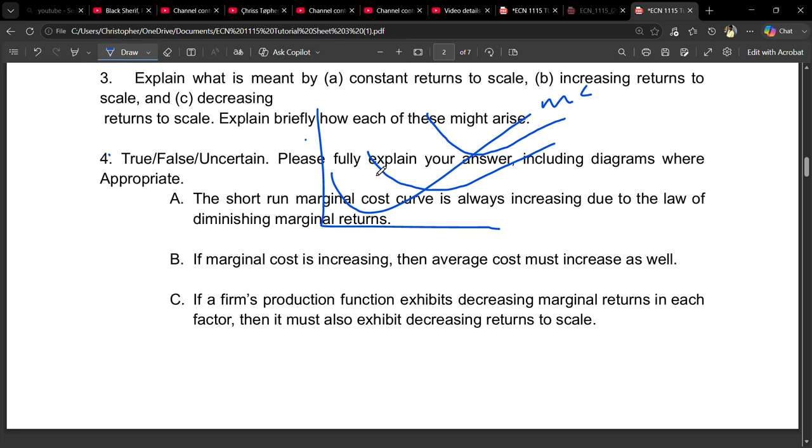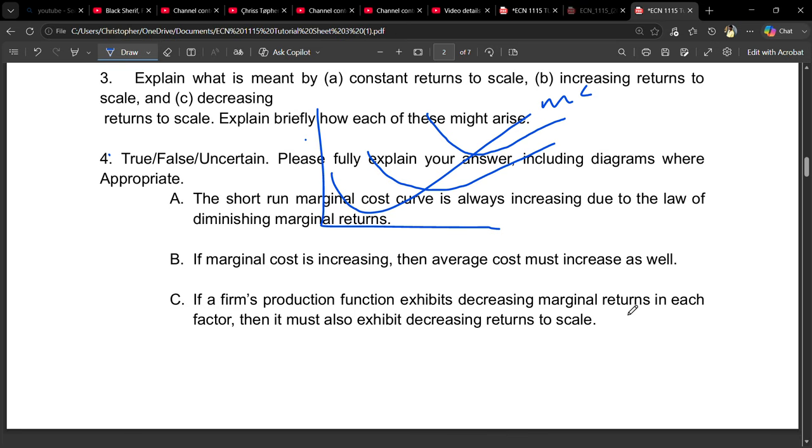This one can be rising while this one is still falling until they meet at the minimum of the ATC. That's when it will start rising because it has been pulled up. So this is false because it is not always certain that when this is increasing, this one should also increase. It can still be falling while marginal cost is increasing.